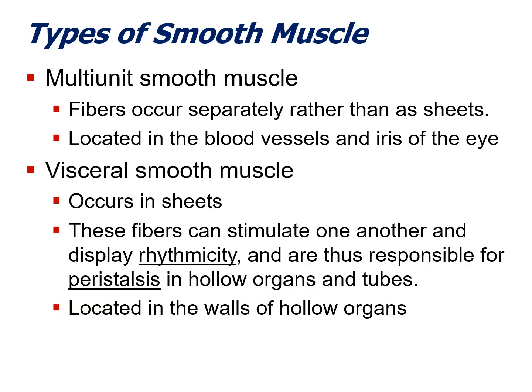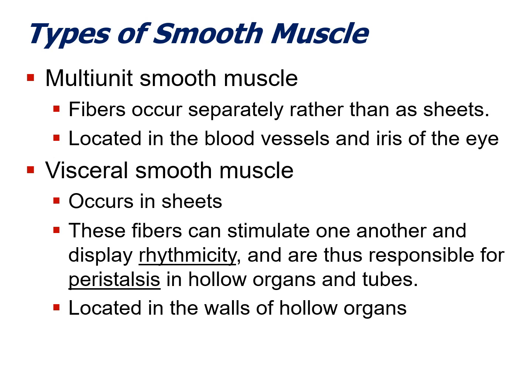So there's different types of smooth muscle. One of the types of smooth muscle is called multi-unit. The fibers, the muscle cells themselves, occur separately, instead of like what we saw on the previous slide where they're sheets. Those are the ones that are located in our blood vessels and in the iris of the eye, so that they can constrict the pupil or constrict the blood vessel.